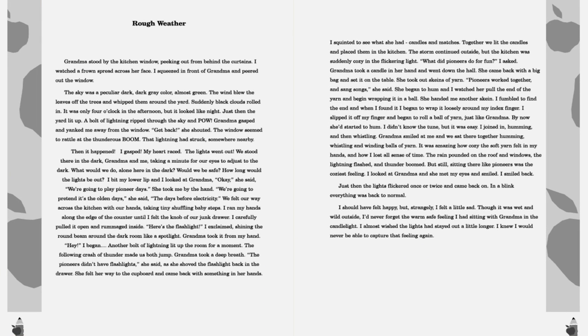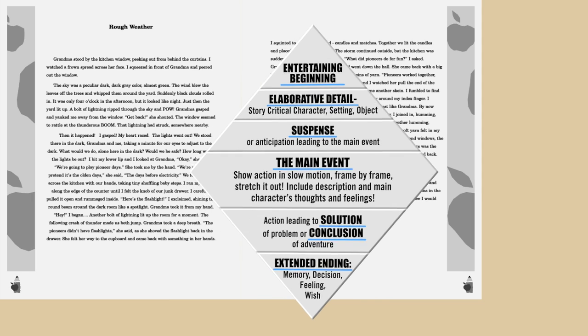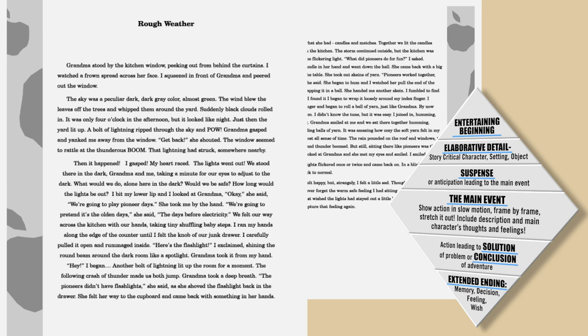Now, let's read the story Rough Weather all together. You should have a clean copy on your desk, and I want you to follow along as I read the story. We're going to look for evidence of all the parts of the diamond. Remember, the diamond is a map. It shows us how a story gets put together. So let's see if we can find all of those parts in this story.